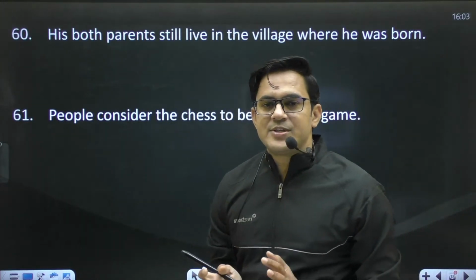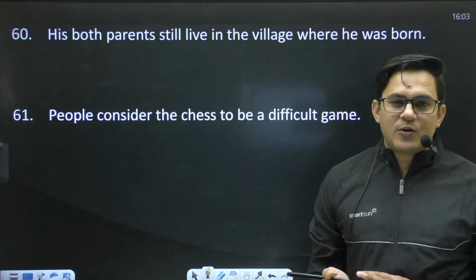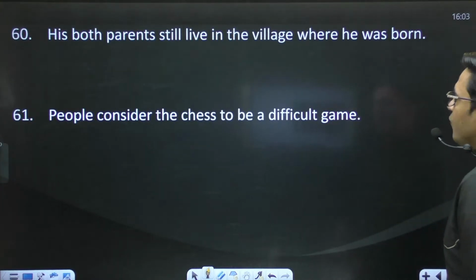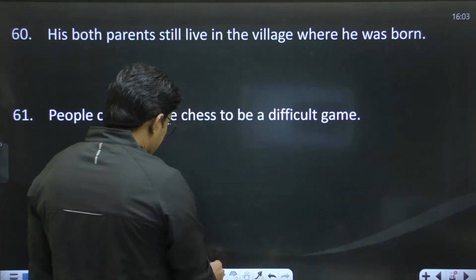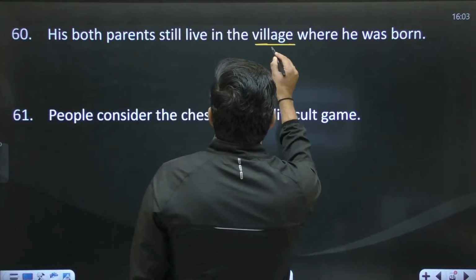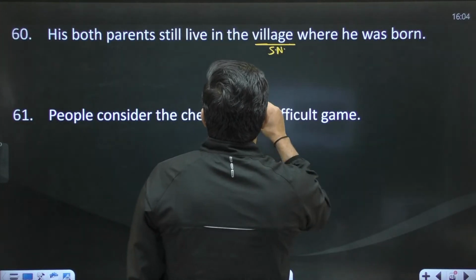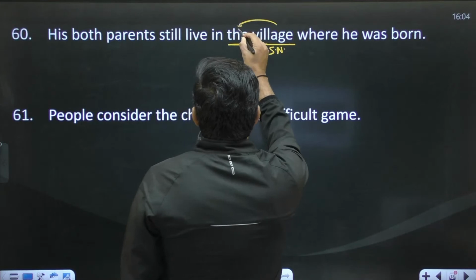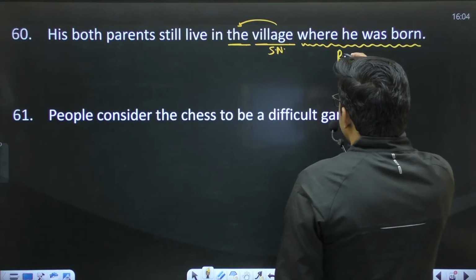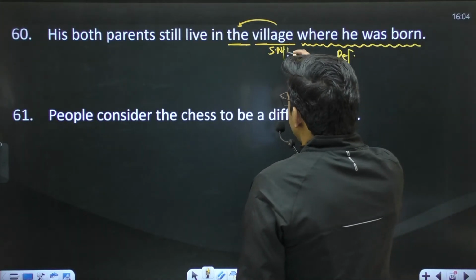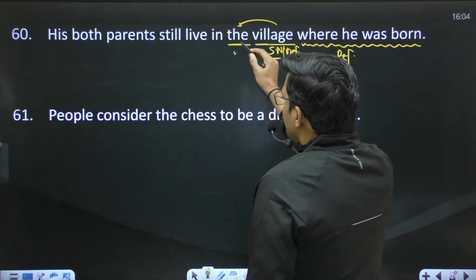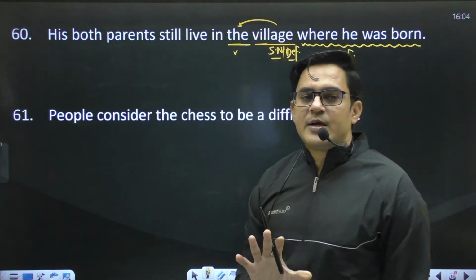So what do you think of this sentence? His both parents still live in the village where he was born, and this sentence is based on the chapter article. Here you have a singular noun, village, and it must be a definite noun. The reason is that identity is given: where he was born. This reference makes the village definite, and because of the definite situation, we use the article the before this singular noun. This is okay. It has no error.